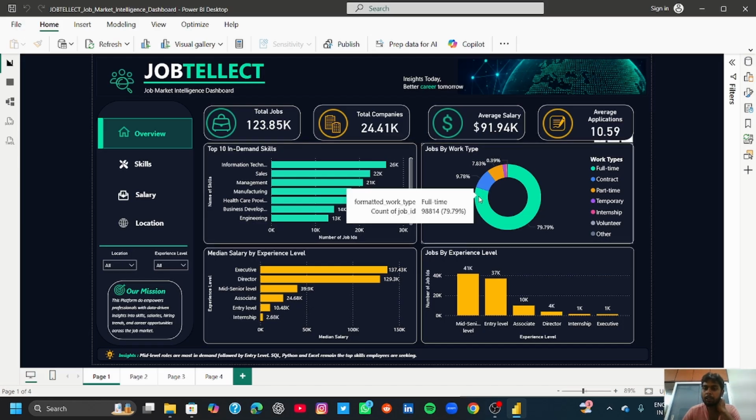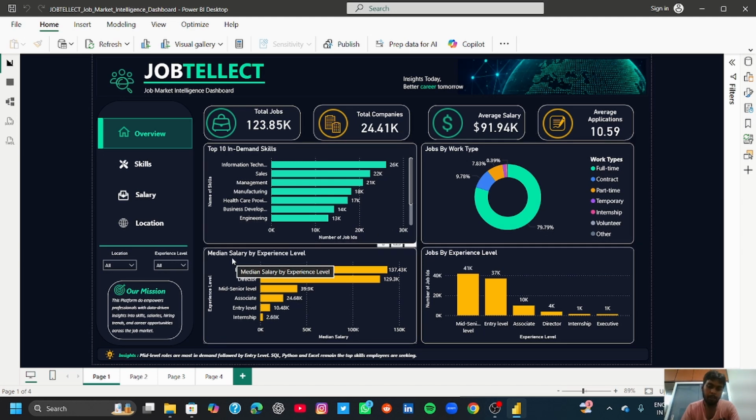The next chart here is the pie chart, where we can see the various work types like full-time, contract-based, part-time, temporary, internship, volunteer, or others. This pie chart is vastly dominated by full-time employees, at about 79.79 percent, or we can say 80 percent here. The median salary by experience level, or average salary, we can see here: the executive gets about 137.43K here. The director gets about 129.3K, followed by mid-senior level, associate, and much more.